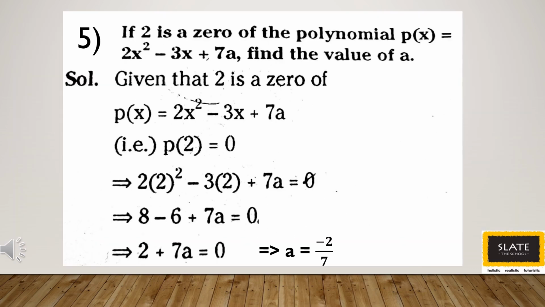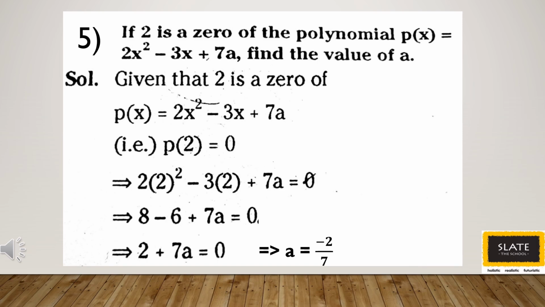Fifth question, if 2 is a 0 of the polynomial p of x is equal to 2x square minus 3x plus 7a, find the value of a. Let's see the solution. It is given that 2 is a 0 of the polynomial p of x. So when I replace x with 2, we get the result as 0. That is, p of 2 is equal to 0.